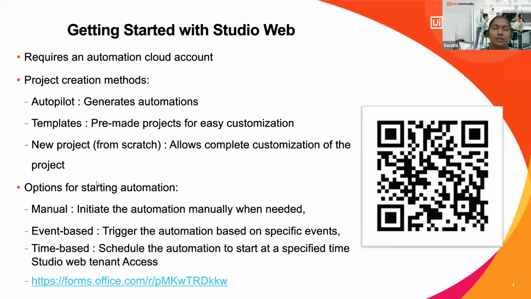Now what is event-based? Event-based means based on certain events, my automation has to trigger. If something is added to my spreadsheet, a new data added to my spreadsheet, then my automation has to run. So these kinds of things come under event-based. Now, what is time-based? For example, if my bot has to run in a particular period of time, on every Monday, 6 a.m., this I schedule by using time-based.